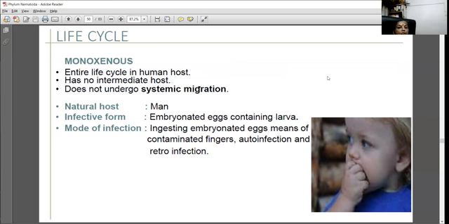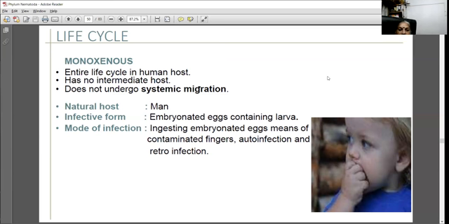It does not undergo systemic migration. Like we have seen in Ascaris, that it goes into portal circulation, into the lungs, the respiratory system, the kidneys, it goes everywhere. So systemic circulation was there in Ascaris or roundworms, whereas this is confined to a single system, that is just the intestine, the digestive system.